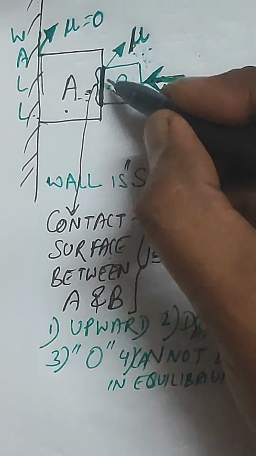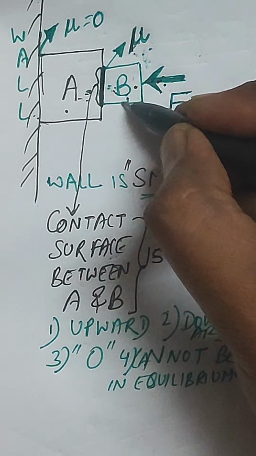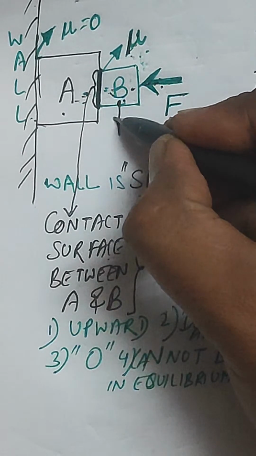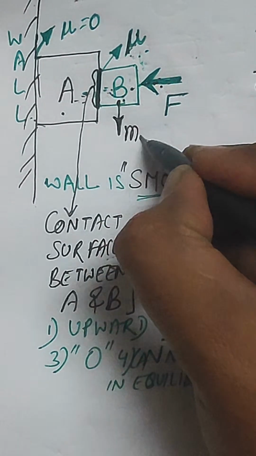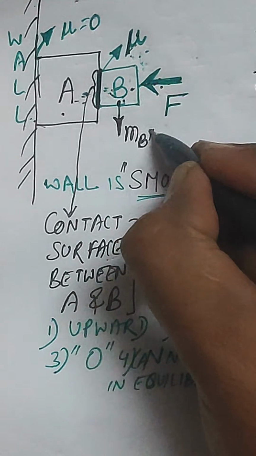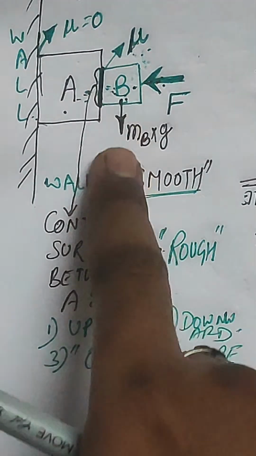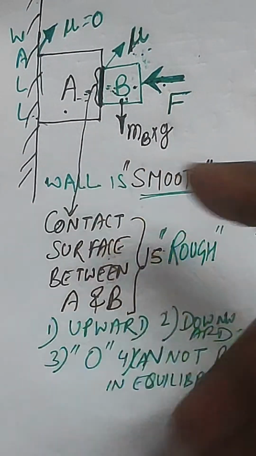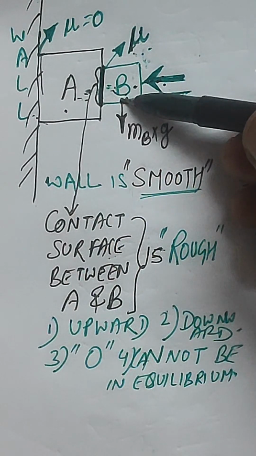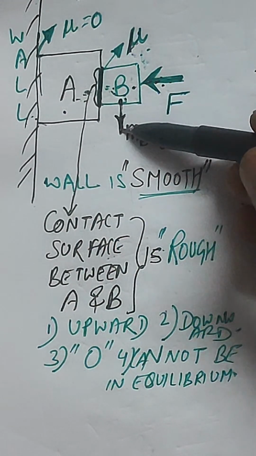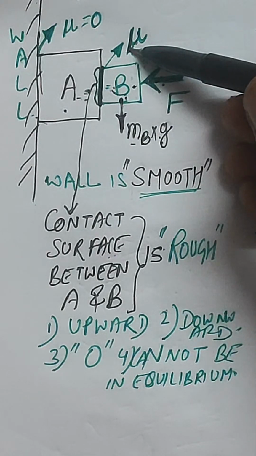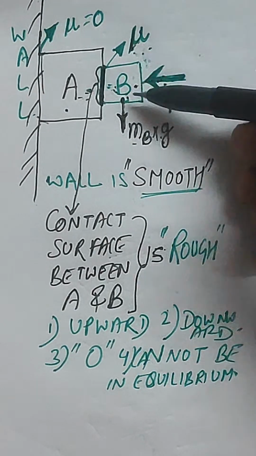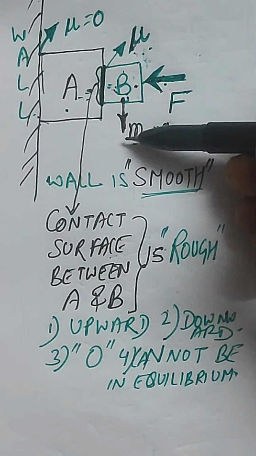So since mu is there, due to the weight of B, that is mass of B into g, this weight is there, right? So this will ask this block to move downward, right, due to this weight. But the frictional force in contact will be coming into picture because this is opposite to the direction of movement.